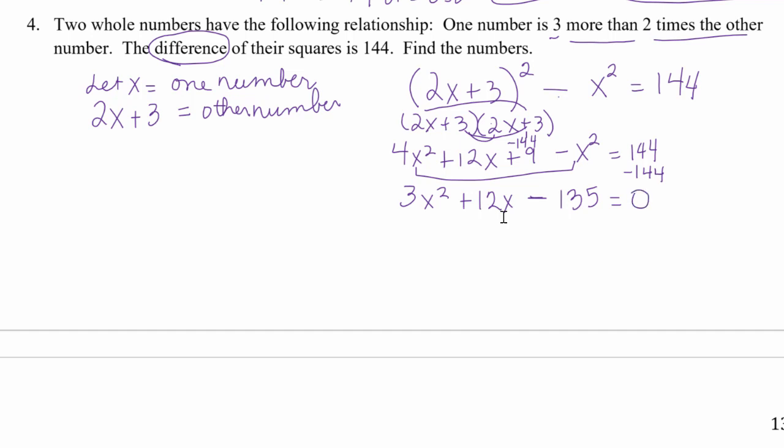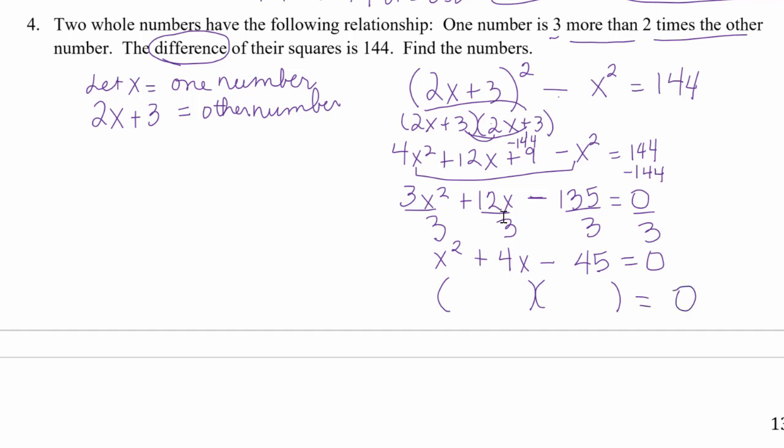Wonder if 3 goes into 135, because wouldn't it be nice if we could just divide all those by 3? And you know what? It turns out that it does. So let's do that first. Okay. So here we get x squared plus 4x minus 45 equals 0. Okay, that looks a little better, doesn't it? So now we're going to factor. And this is going to be x plus 9, x minus 5.